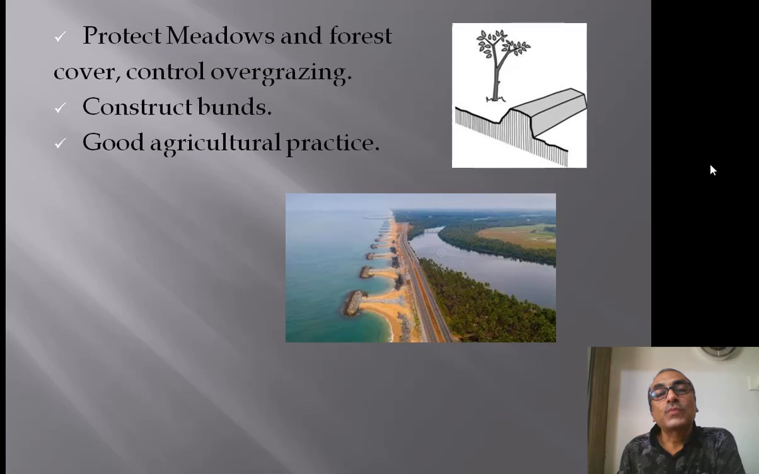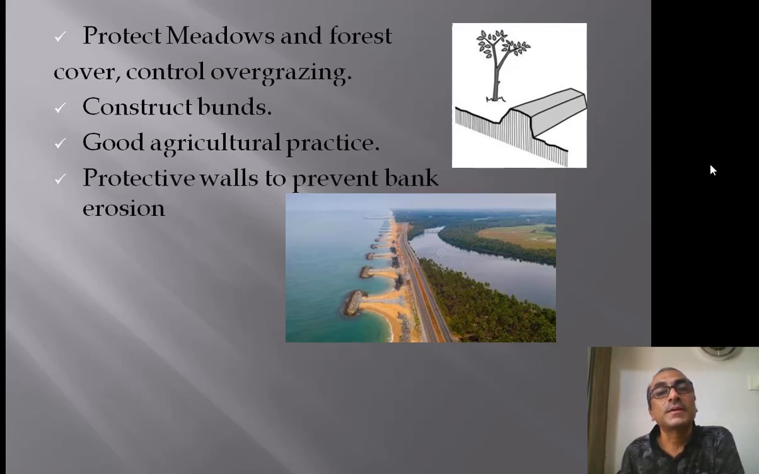And good agriculture practice we have to follow, keeping in mind all those rules and regulations, the techniques and methods, to see that we are preventing soil erosion, preventing salinization of the soil or the land, and preventing waterlogging. If you keep in mind all these and bring about agricultural practice scientifically, then it will be of more help to us. Protective walls to prevent bank erosion. Walls can be built along the banks of huge rivers, so that we can prevent the erosion of the soil along the banks of the river.